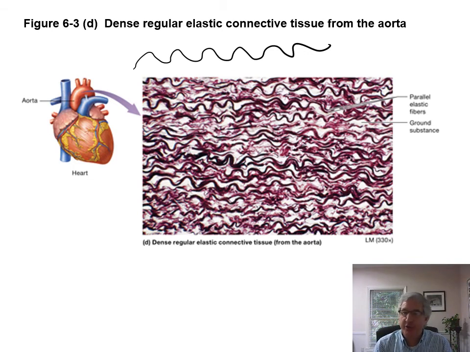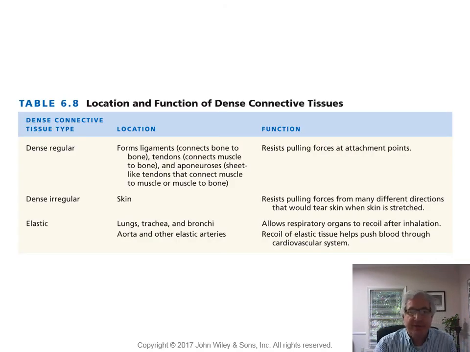Then the white space between there is all ground substance. Okay, you don't see a whole lot of cells in there. If you'll notice, they didn't point out any cells in this picture at all. In fact, there are cells in there that produce those elastic fibers, but they're not as easy to see. All right, next slide. So where do you find dense regular connective tissue?